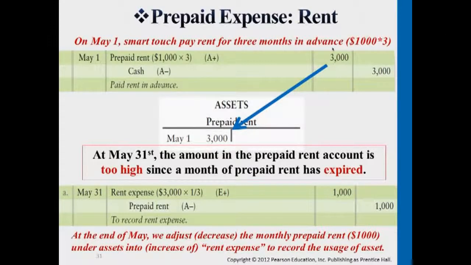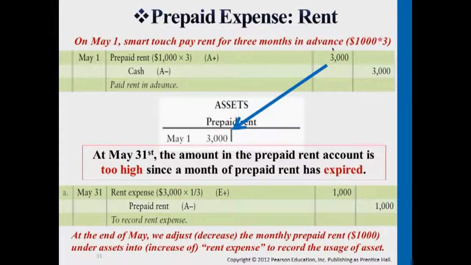First of all, prepaid rent, again, is an asset account. Asset rule would be debit increase, credit decrease, right? So earlier when we prepaid this rent benefit, we had an increase of $3,000 here. After this journal transaction, we actually used up a portion of that, turned into expense. So this asset account will be reduced by $1,000.